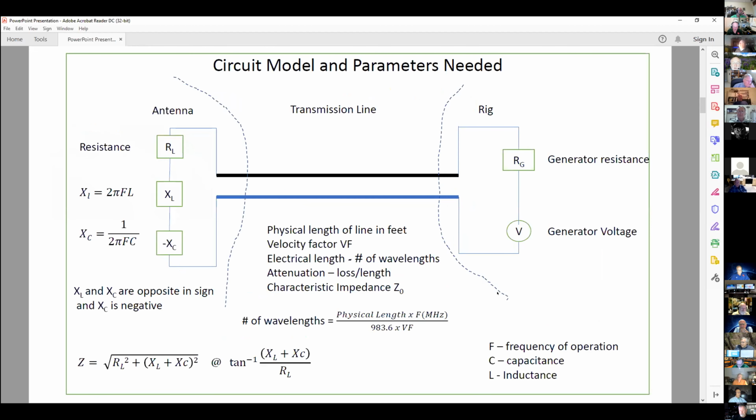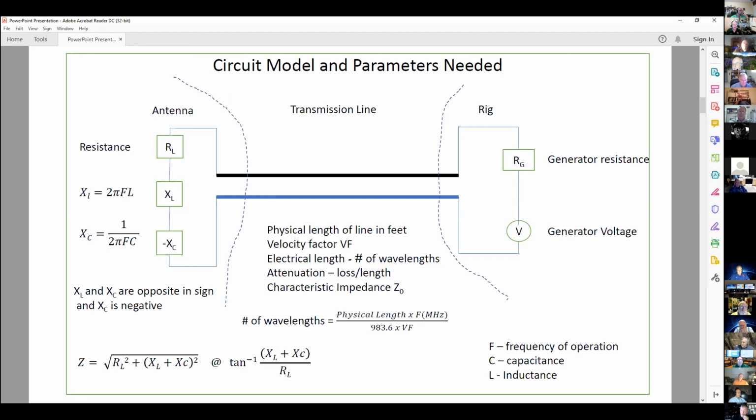Okay, so here's the model that we want to use, and I'll maybe switch back and forth between these. So the antenna in the little picture that I had there a minute ago, you have to represent that by some circuit elements. So it's represented by a resistor, in series with an inductor, in series with a capacitor. The transmission line is just 2 conductors, can be more, but the ones we use are 2. And it has certain parameters as well. It has a physical length in feet.